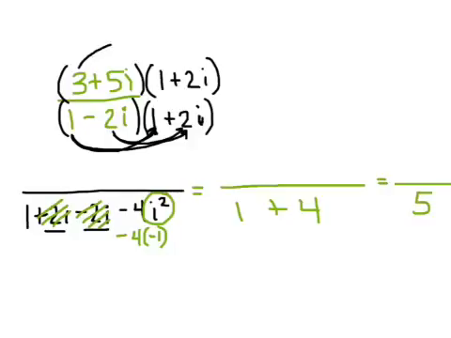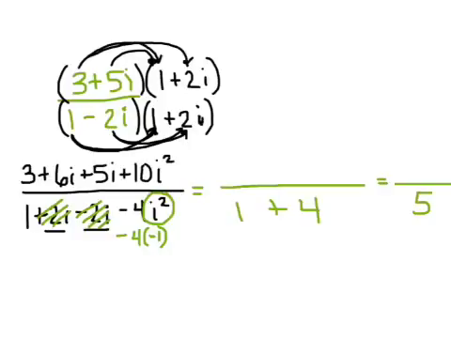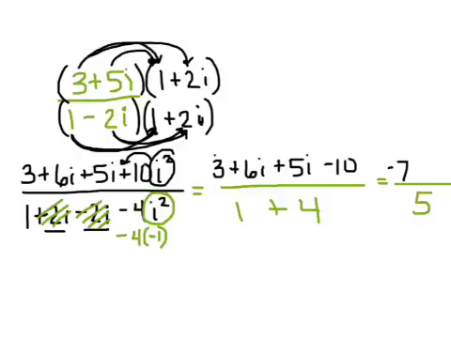Now it's time to do the top. What's 3 times 1? 3. 3 times 2i is 6i. 5i times 1 is 5i. And 5i times 2i is 10i squared. But again, i squared is negative 1. So that ends up being 3 plus 6i plus 5i minus 10. So as soon as you see this i squared, it basically just changes the sign that's in front of it. And then we combine like terms. 3 minus 10 is negative 7. 6 plus 5 is 11i.